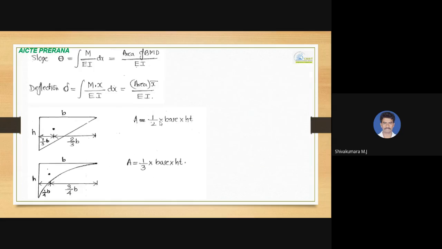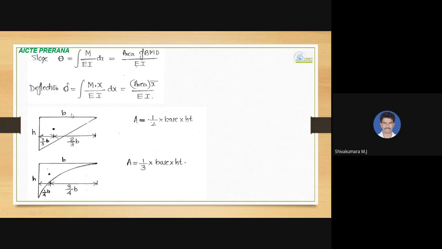So on the basis of these two theorems, the equations can be written as slope, that is theta, equal to area of BMD by EI, and deflection equal to the moment of this bending moment diagram, that is area into x bar, where x bar is the centroidal distance. Okay, moment of BMD divided by EI.